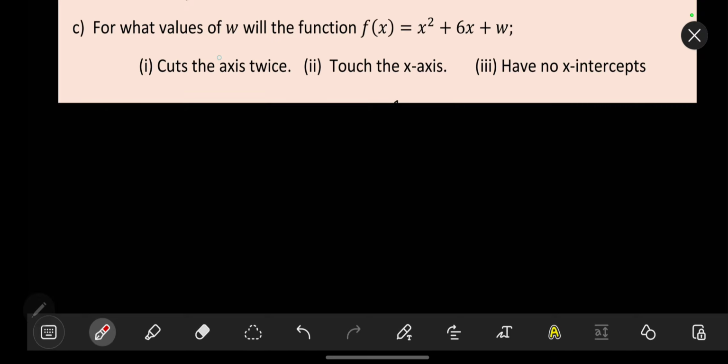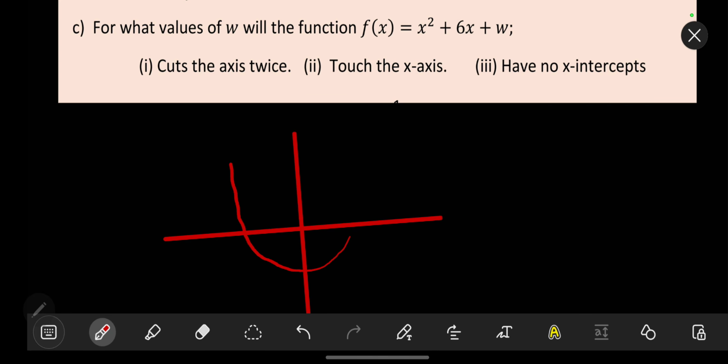So let's say, for what values of w will the function f of x cut the x-axis? When it cuts the x-axis twice, that simply means we have this type of situation where the equation passes and has 2 points like that. So the equation passes at this point and also passes at this point. This is what it means: it cuts the x-axis at 2 points. So with that said, we are going to use the discriminant that accounts for 2 real solutions.